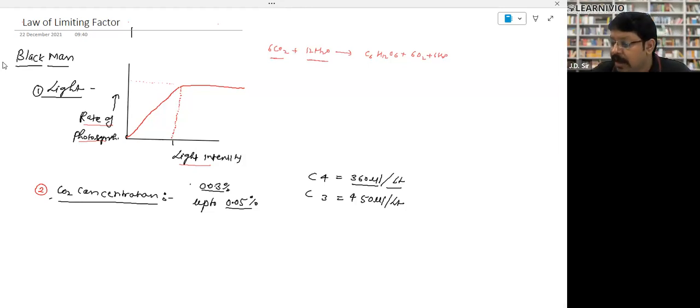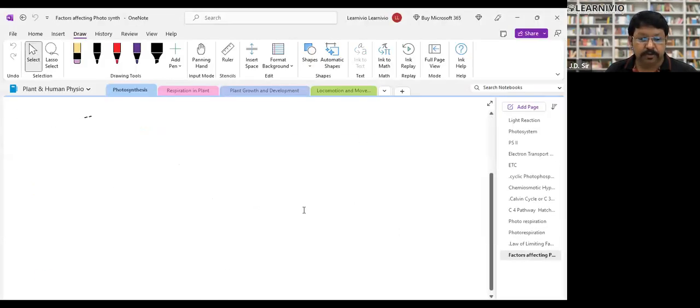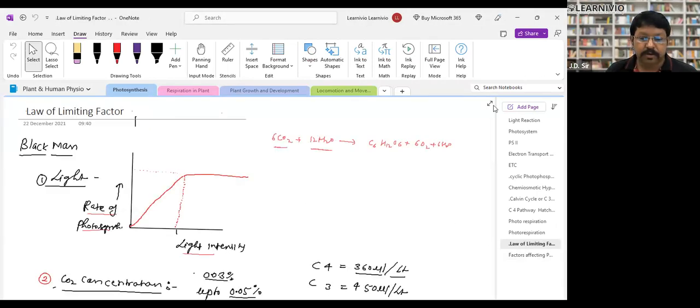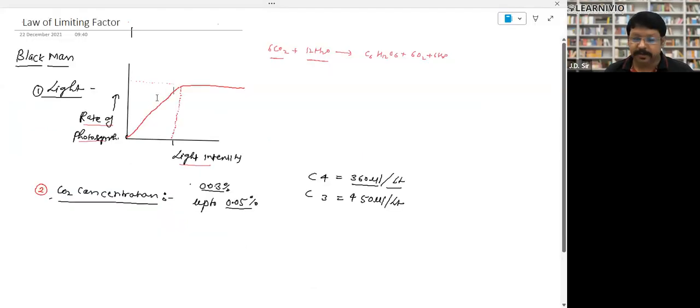Last but not least, the factors which affect photosynthesis. The first factor is light. You can make the graph. If you increase light, the rate of photosynthesis will increase, but after a particular point this rate will not increase. The second factor is carbon dioxide concentration. Increasing it from 0.03 to 0.05%, the rate of photosynthesis will increase, but beyond this, the rate will not.